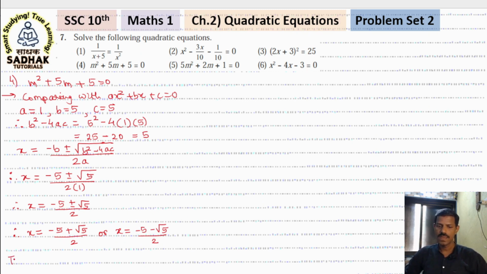Okay, therefore -5 plus root 5 upon 2 and -5 minus under root 5 upon 2 are the roots of the quadratic equation. Okay. Is the answer correct? Yes, correct. Okay, let's go.